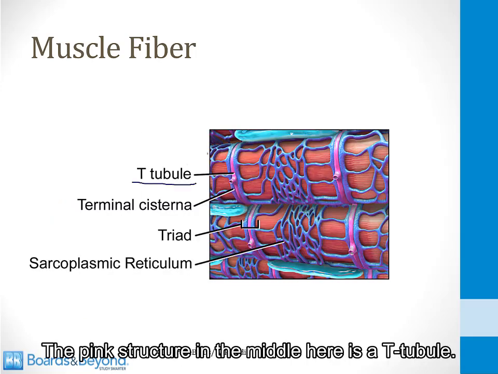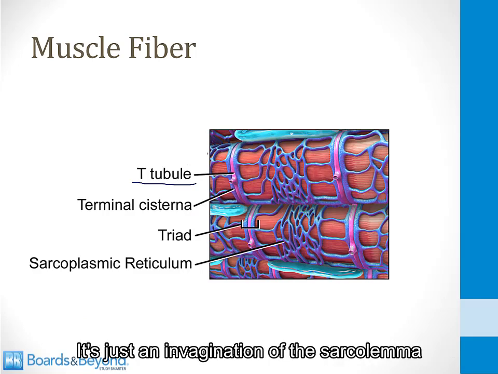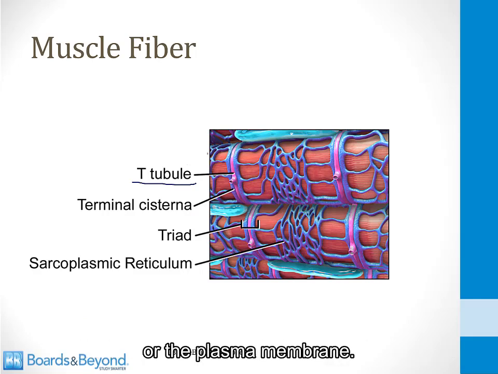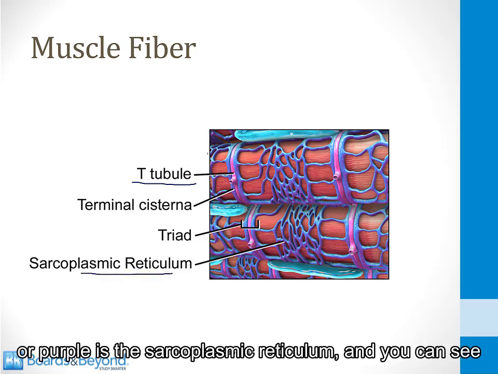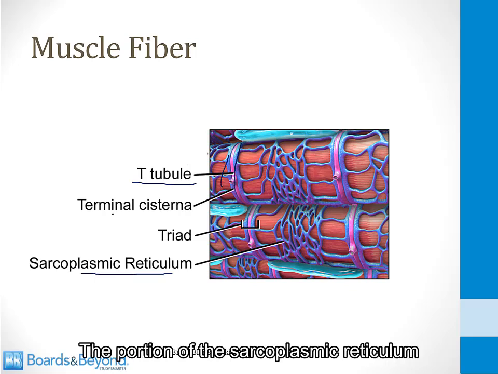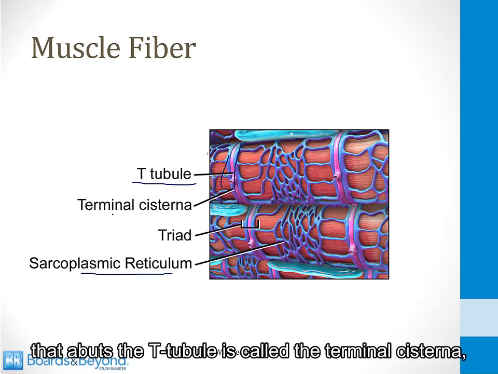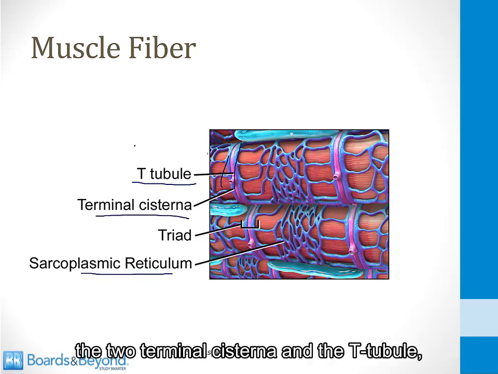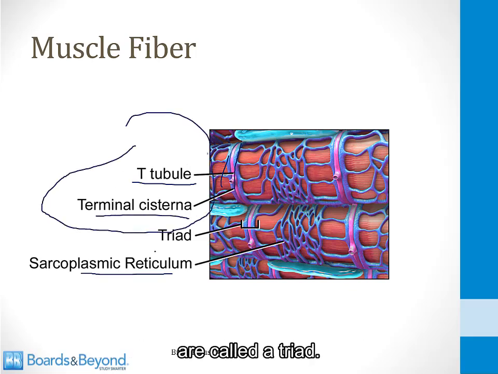And here I've zoomed in on a myofibril. The pink structure in the middle here is a T-tubule. It's just an invagination of the sarcolemma or the plasma membrane. The structure shown in blue or purple is the sarcoplasmic reticulum, and you can see that the sarcoplasmic reticulum abuts the T-tubule on both sides. The portion of the sarcoplasmic reticulum that abuts the T-tubule is called the terminal cisterna, and the three structures together, the two terminal cisterna and the T-tubule, are called a triad.